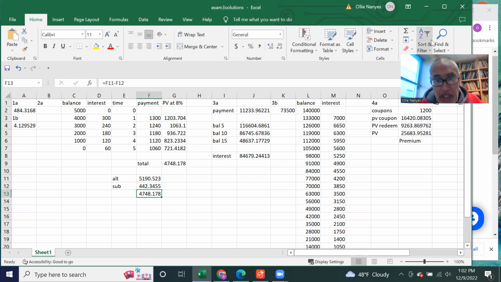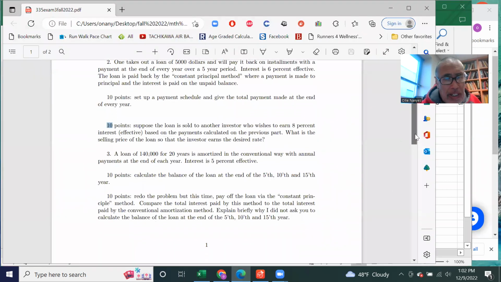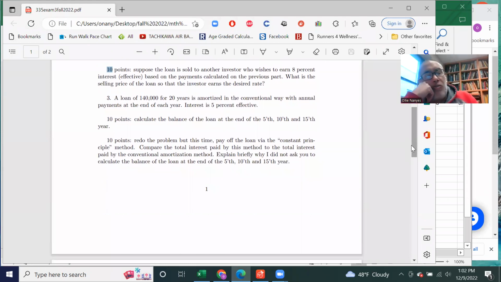Now let's turn to question 3. Question 3 talks about a loan of 140,000 for 20 years, and it's amortized in the conventional way with standard payments at the end of each year. Interest is 5% effective. So I'll just write that down. So it's 140,000 and it's 20 years. 5%. And we want the balance at 5, 10, and 15.